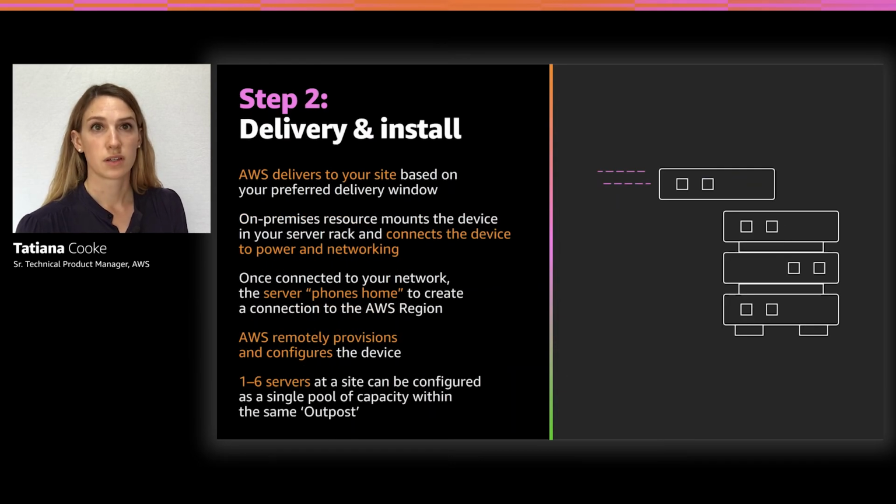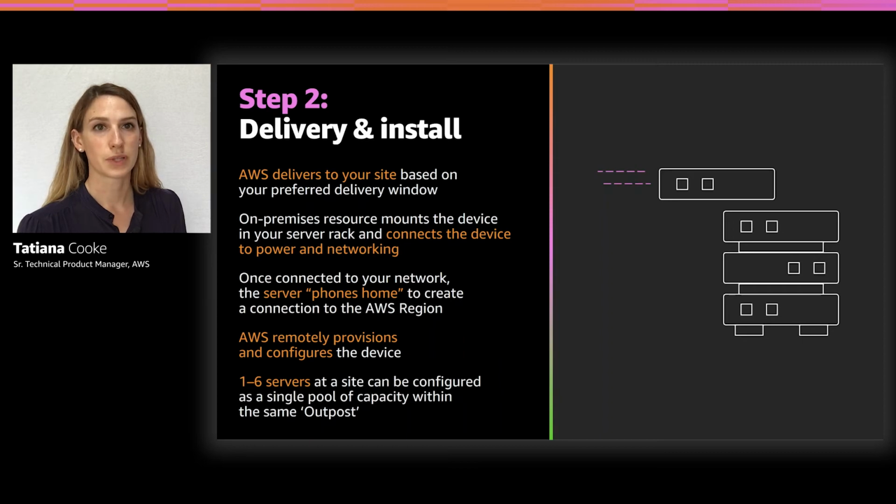Once you've placed an order, the Outpost server will be fulfilled and delivered to your site address. When it arrives, your on-premises resource, let's say Sally the site manager, will be able to unbox the server and, following basic directions, mount the server into your rack and plug cables into your power and networking. Once connected to your network, the server will phone home, calling back to AWS to establish a secure network connection that will be used for management. AWS automatically provisions and configures the server from this point on, so Sally can relax as her job is done.